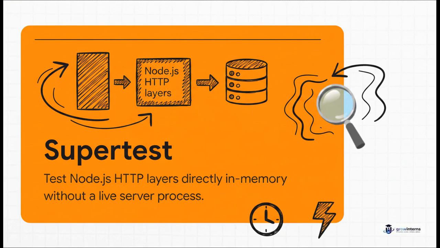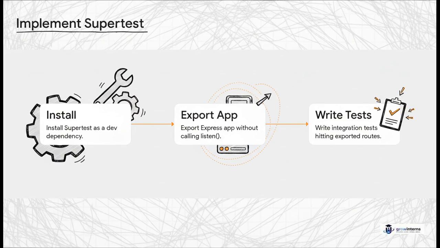Supertest is a library that lets you test your Node.js HTTP layers directly in memory, meaning it lets us hit that Express HTTP layer to safely check routing, middleware chains, and status codes, all without the massive overhead of spinning up and tearing down a live server process on a dedicated network port. It is incredibly efficient.